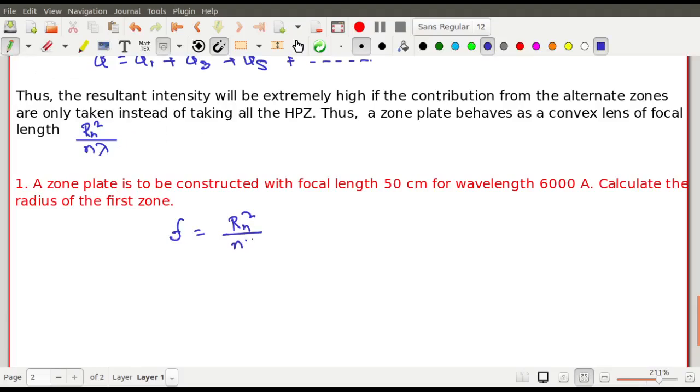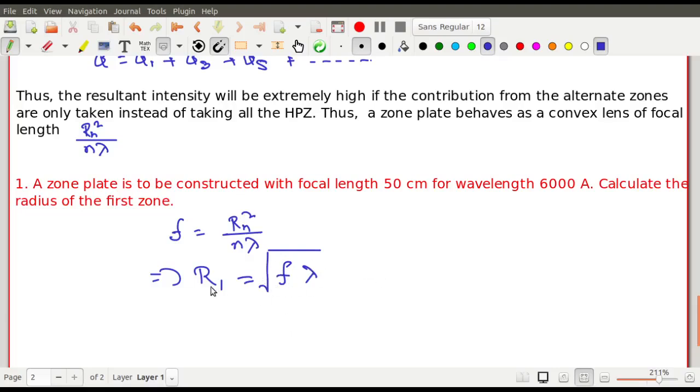So Rn square by n lambda. That's my direct formula, Rn square by n lambda. And I need to find the value of Rn, actually R1, the radius of the first zone. So the radius of the first zone is root of f lambda.